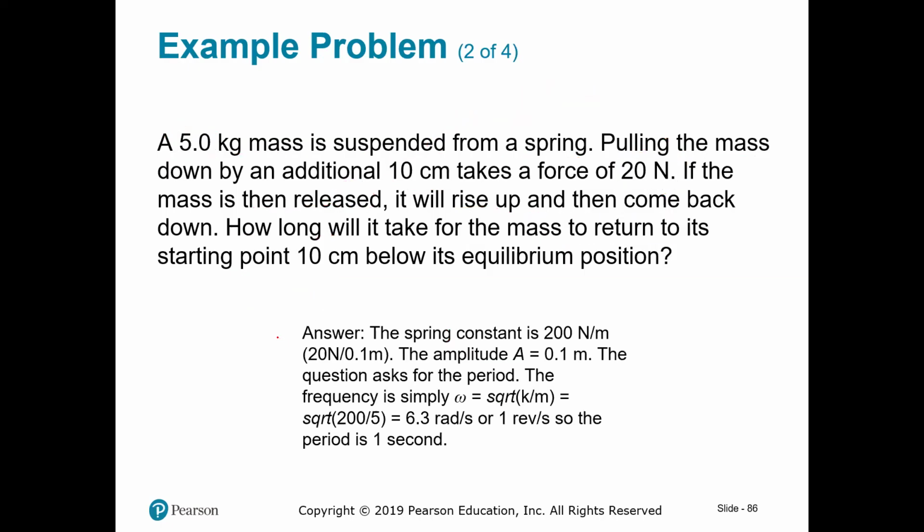So now the spring constant is 200. How can you know that? Because the force F is K times X, where X is 0.1, 10 centimeter, right? So your K is 200 Newton per meter, right? And then the amplitude is again 0.1 meter. The question is about the period, right?